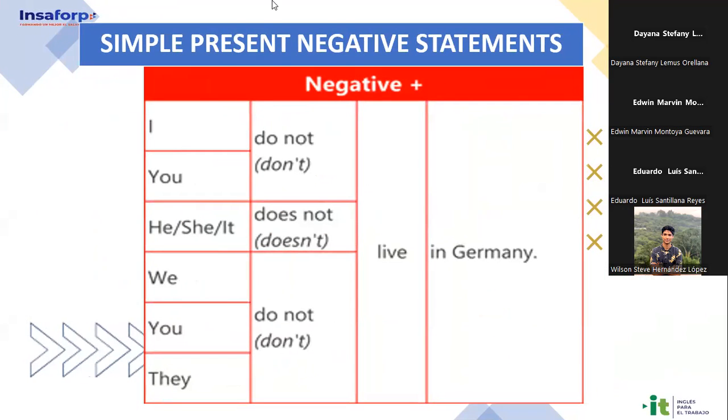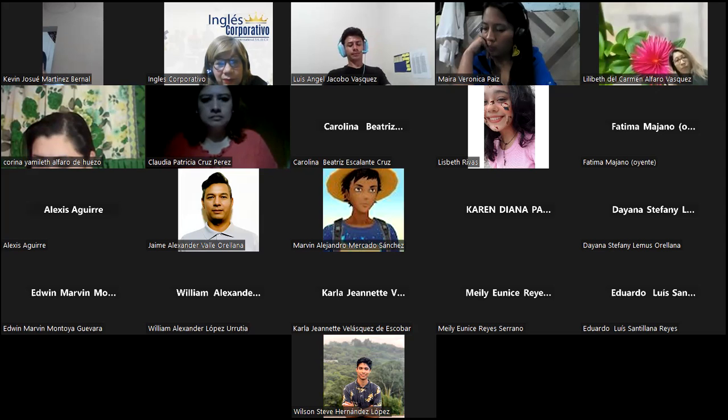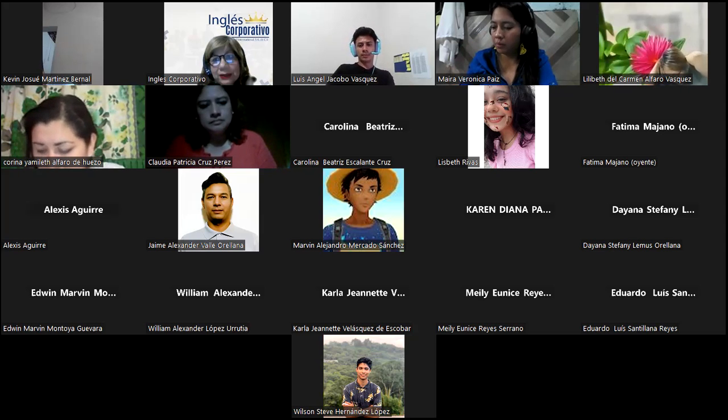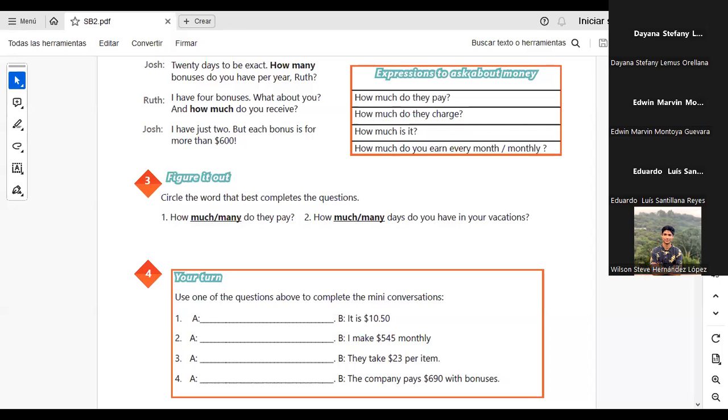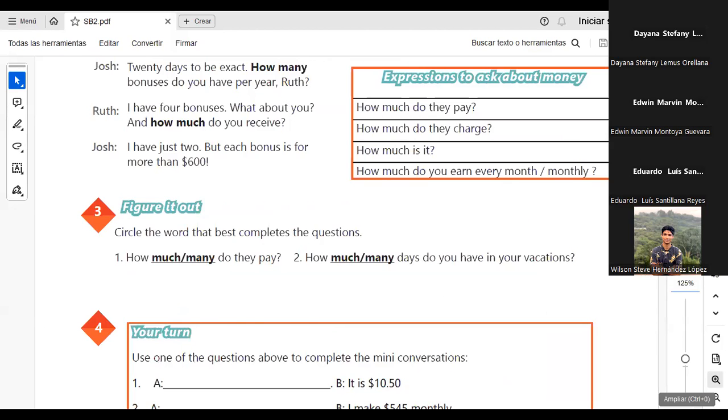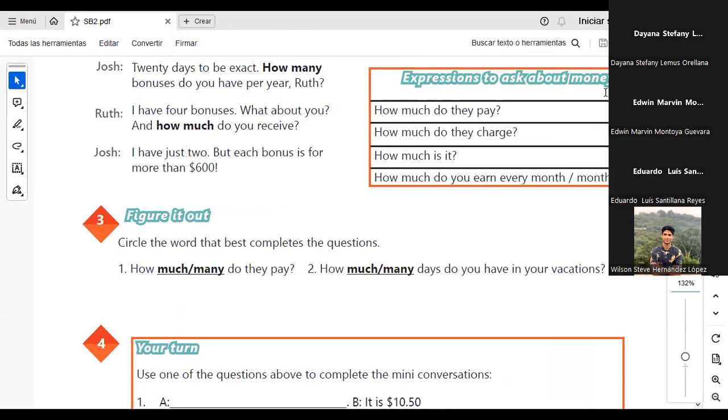As I told you, the topic for today is simple present, but simple present negative, but we are going to finish some exercise that we have that we didn't cover last class. Okay, here you have, look, there are different ways of asking about money, expressions to ask about money.